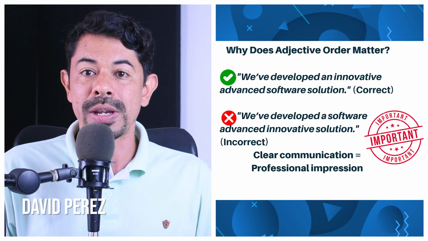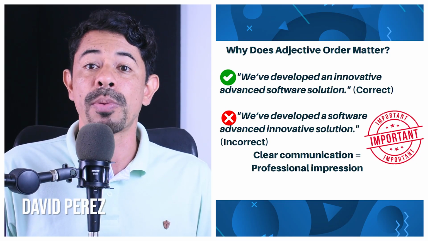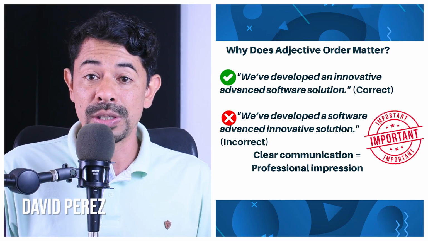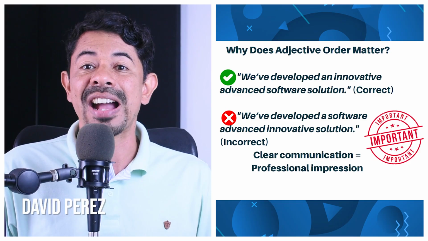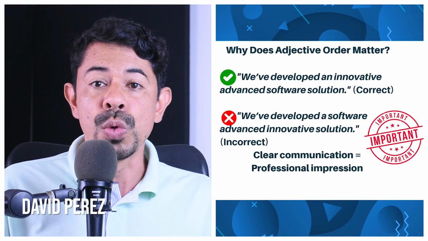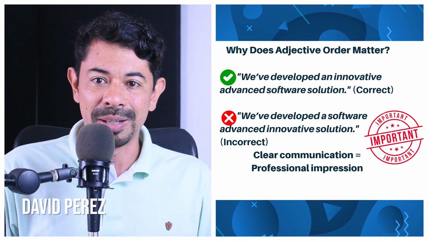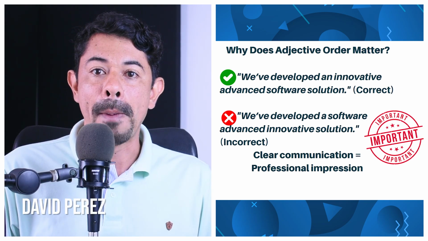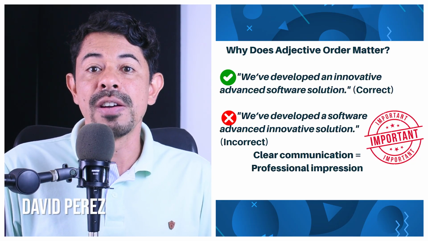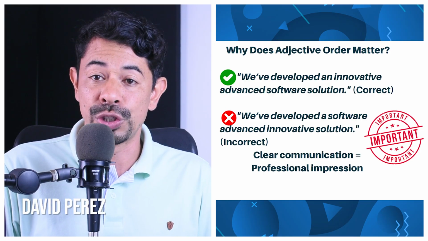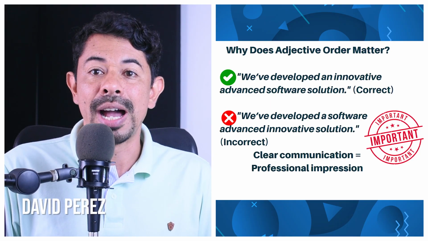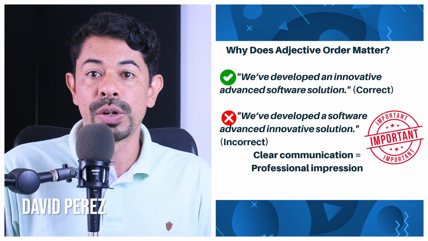If you are talking about a new product, about a new project, the correct order of adjectives is going to help you, is going to help the listener have a clearer idea of what you are describing. Here are two examples, and you let me know which one sounds better. The first one is, we have developed an innovative advanced software solution. I'm going to repeat that. We have developed an innovative advanced software solution.